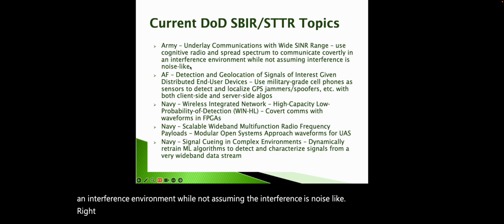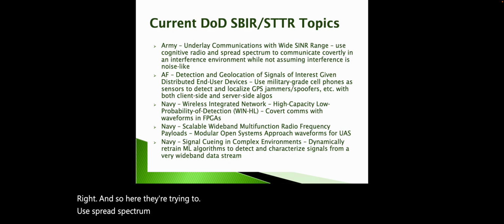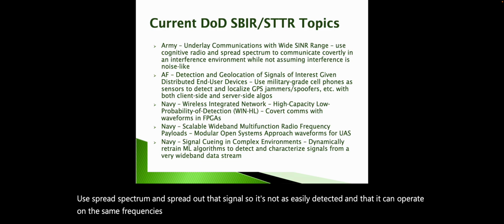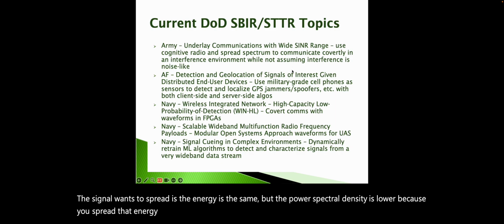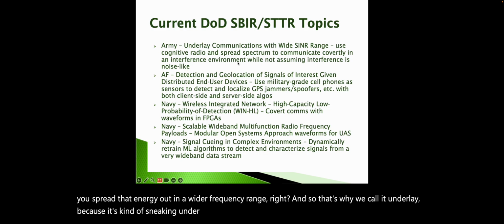And so here they're trying to use spread spectrum and spread out that signal so it's not as easily detected, and that it can operate on the same frequencies that other stations are operating on. Now the signal, once it's spread, the energy is the same, but the power spectral density is lower because you spread that energy out in a wider frequency range, right? And so that's why we call it underlay, because it's kind of sneaking under the cover there, right? In the interference environment.